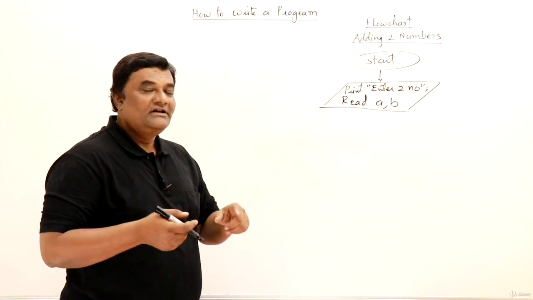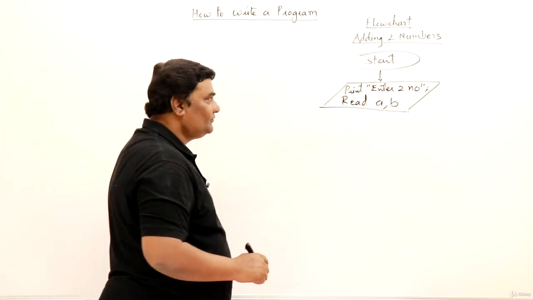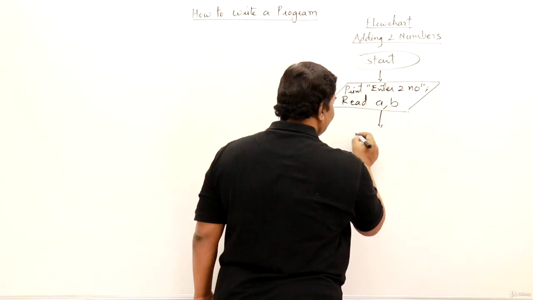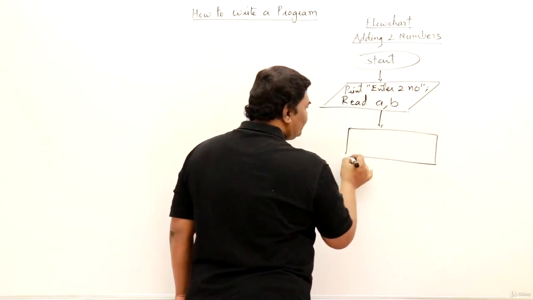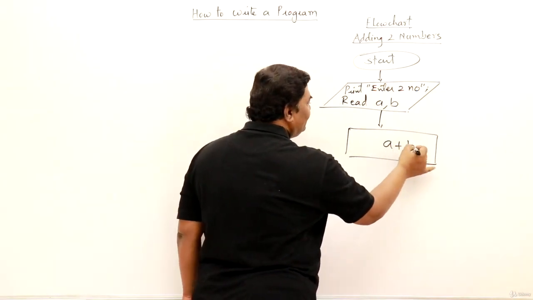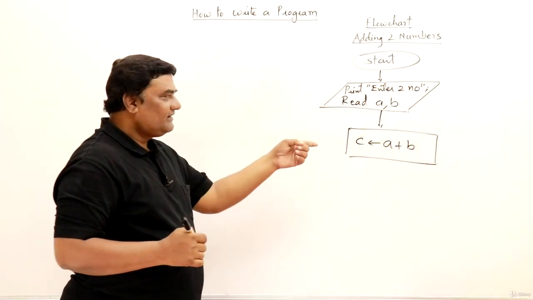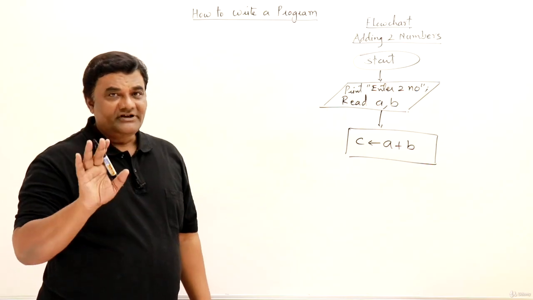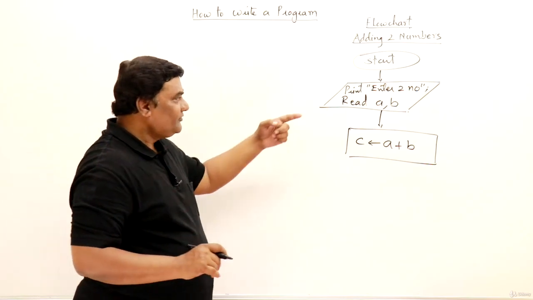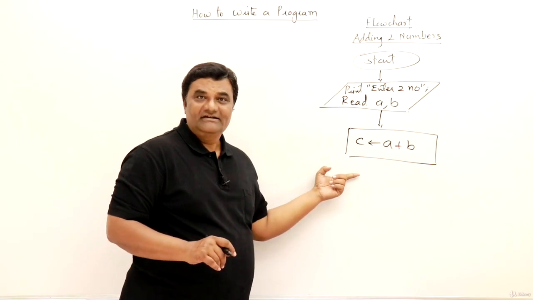So I can process. So for process, a rectangle is used. So the next step is a process. So a rectangle is used. So I should add A and B, and the result I should store in some other variable. Now it is in C. Result is in C. So it means for any program, for taking input you have to write this, and for process you have to write like this.